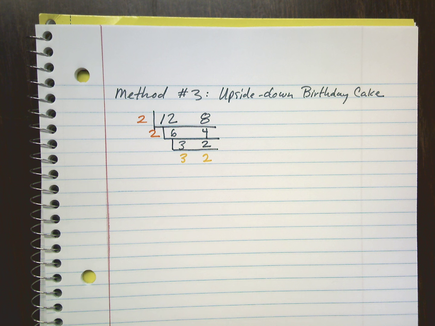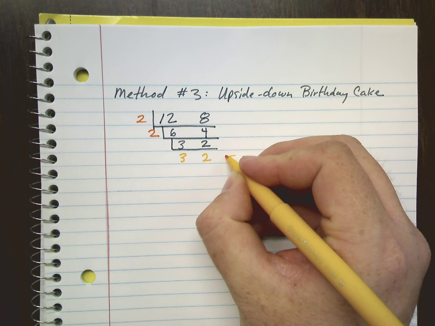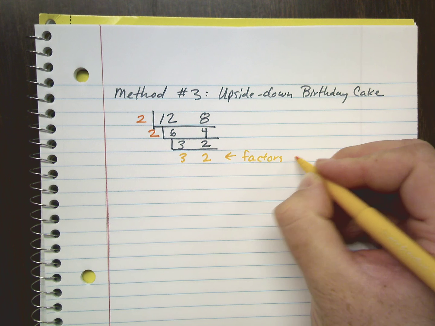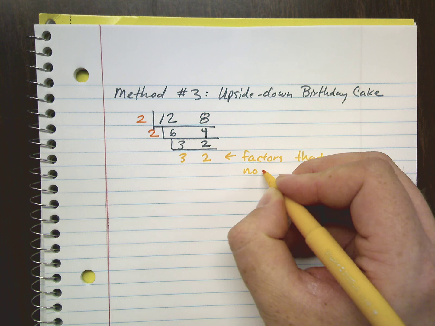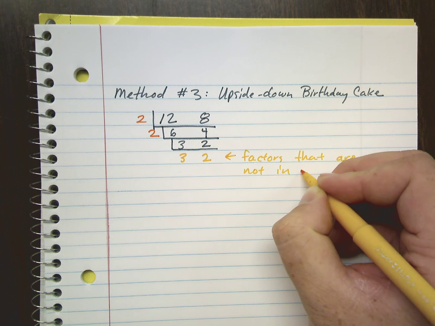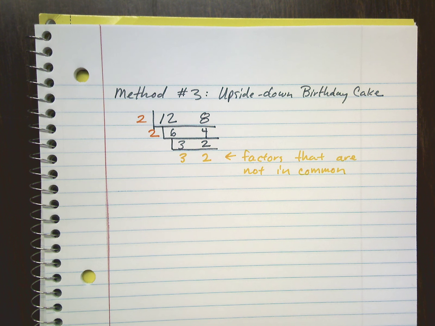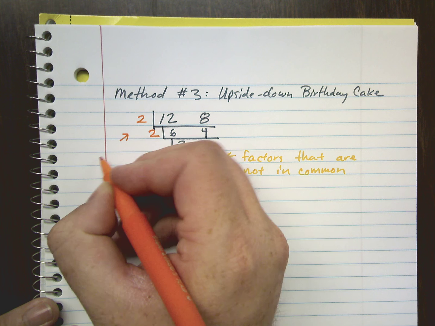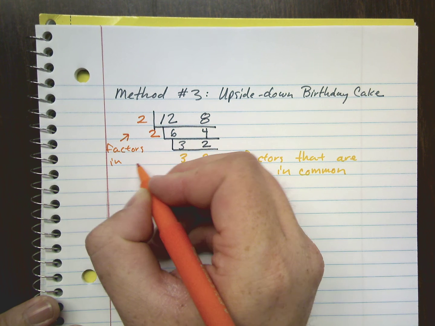Now, just like on the previous page where we crossed out the ones that are not in common, 3 and 2 are factors that are not in common. And that's in the end. Okay, and my factors in common are these guys.